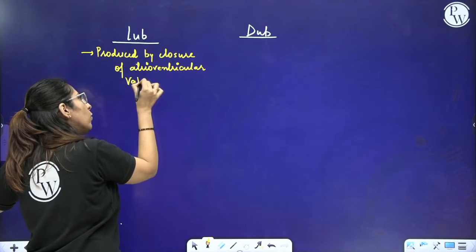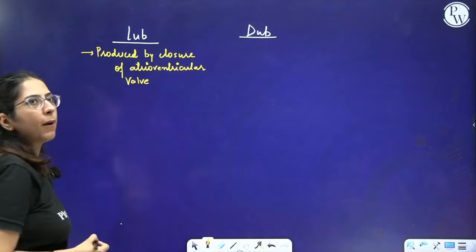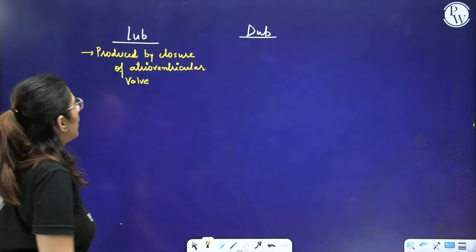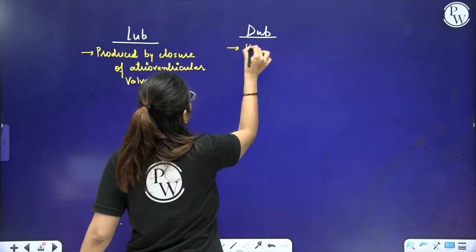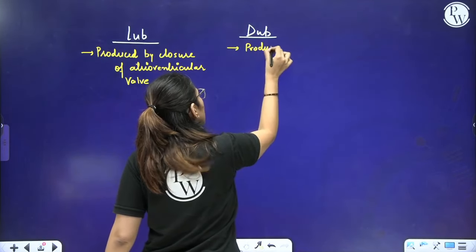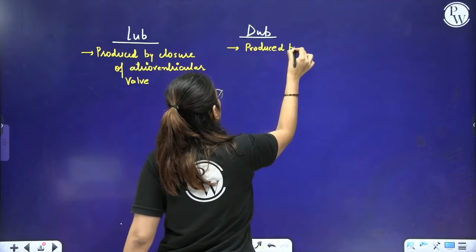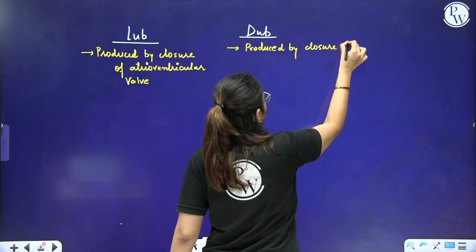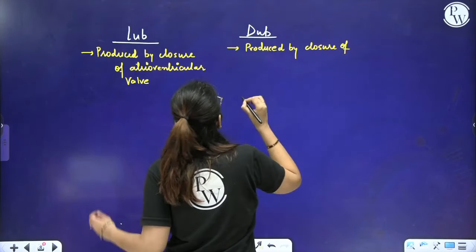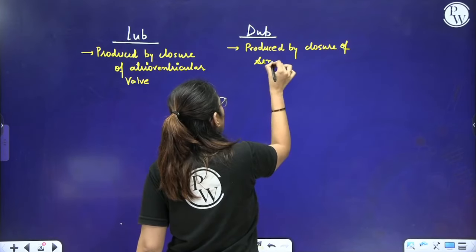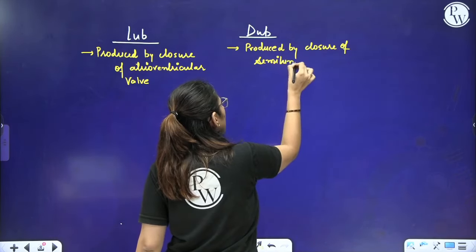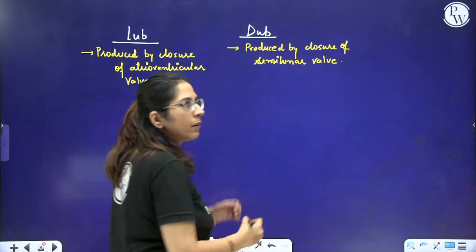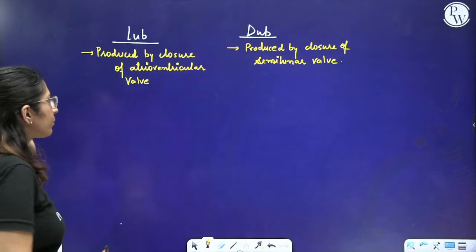Atrioventricular valve. I am not saying only tricuspid or bicuspid. I am talking about both of them, because atrial contraction occurs simultaneously. Now dub is produced by closure of the semilunar valve, right? So these sounds, they are produced.